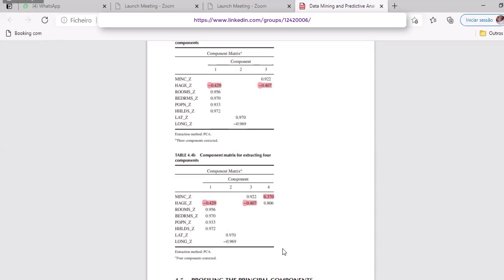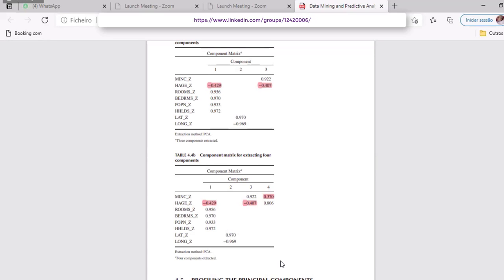So if we consider only component number 1, 2, and 3 in our model, we are losing the information about age. And again, if age is important for us, we have to keep component number 4, that the value is over 0.5 for component number 4, and age is 0.806, right? So if we want to keep age in our model, we have to consider component number 4. If we don't care about age, then we can remove component number 4 from our model.